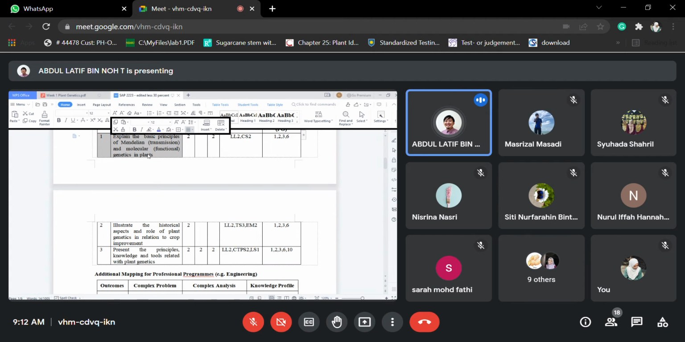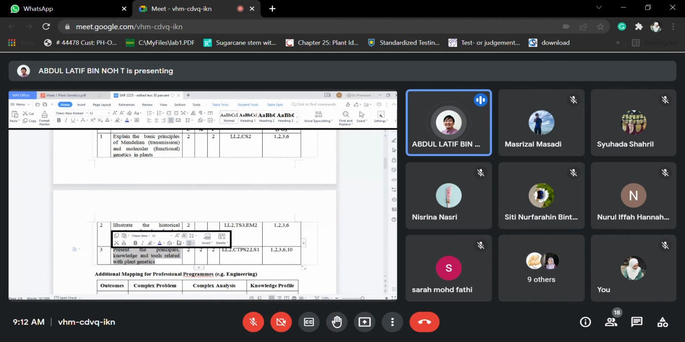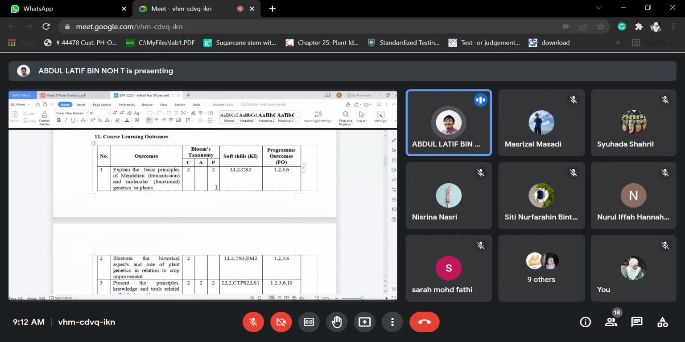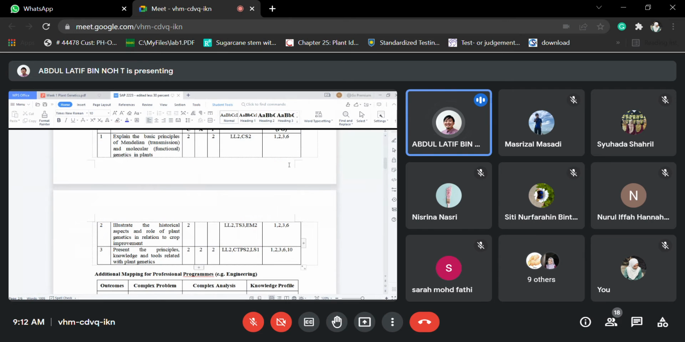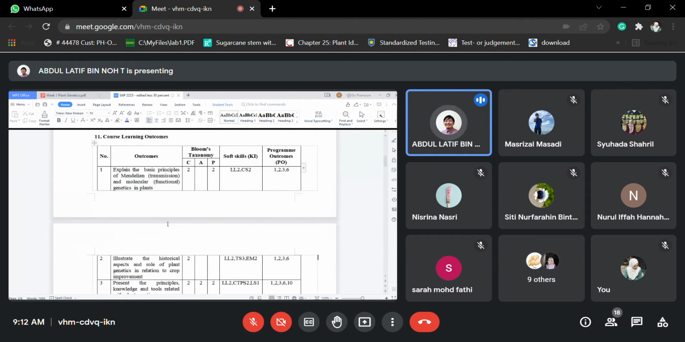Mendelian, molecular functional and genetics, historical aspect, for example, right? And then present the principle, knowledge and tools related, right? So kat tepi ni tak perlu, jangan risau. No need to understand about this part yet. Try to check here. So not just my subject, but other subjects as well, right?